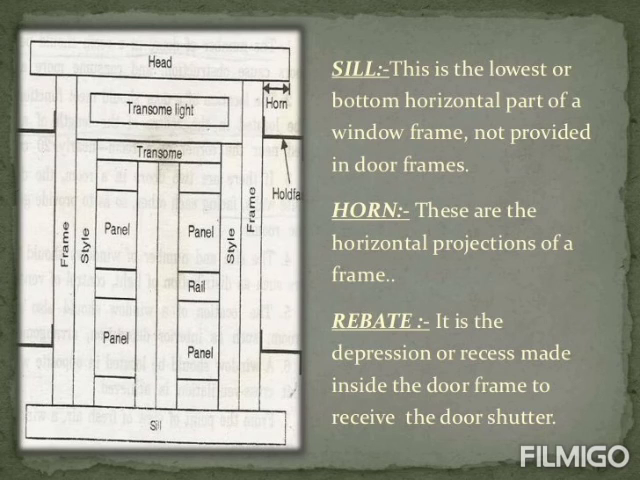Sill. This is the lowest or bottom horizontal part of a window frame, which is not provided in door frames. Horn. These are the horizontal projections of a frame. Rivet. It is the depression or recess made inside the door frame to receive the door shutter.